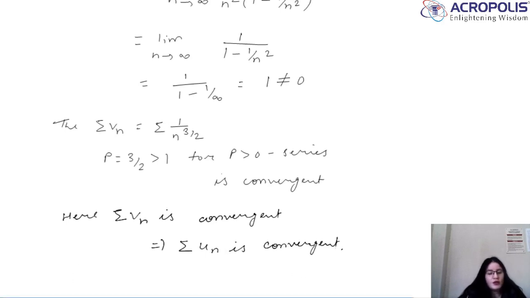So, with the help of these two tests, we can test many infinite series, whether the series is convergent or divergent.